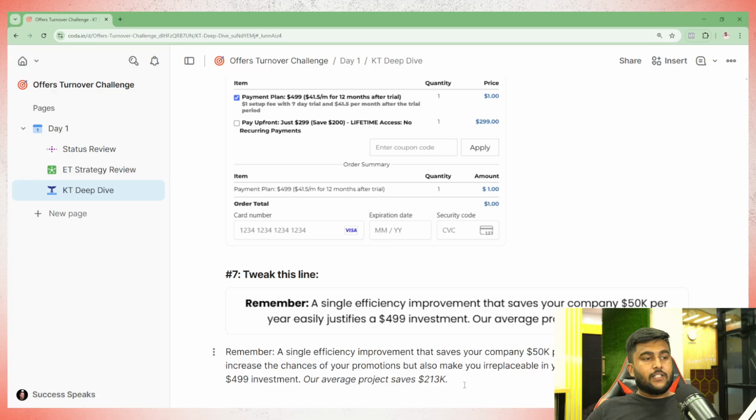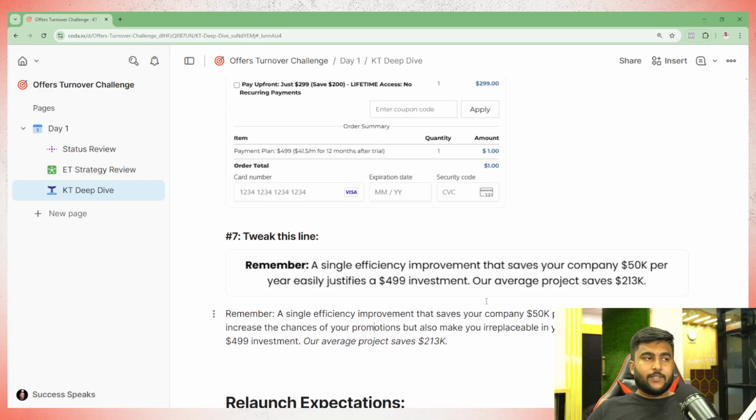So our average project saves $213,000. The idea is that if the employee can save the company $50,000 per year, they will get more promotions, they will be irreplaceable in their company, and so on and so forth, right? So this was the entire idea.